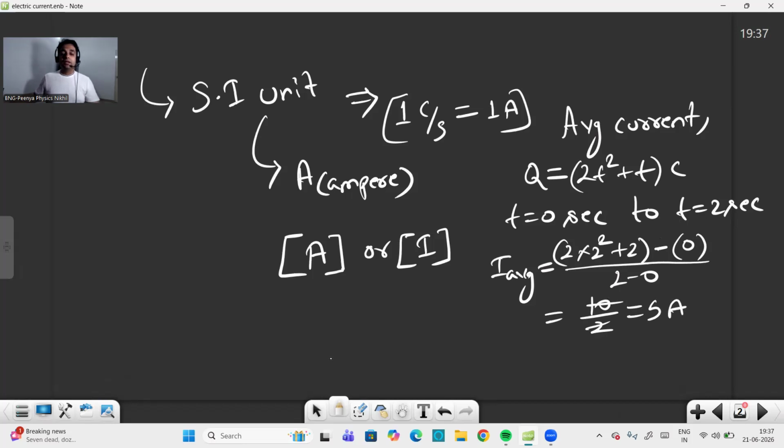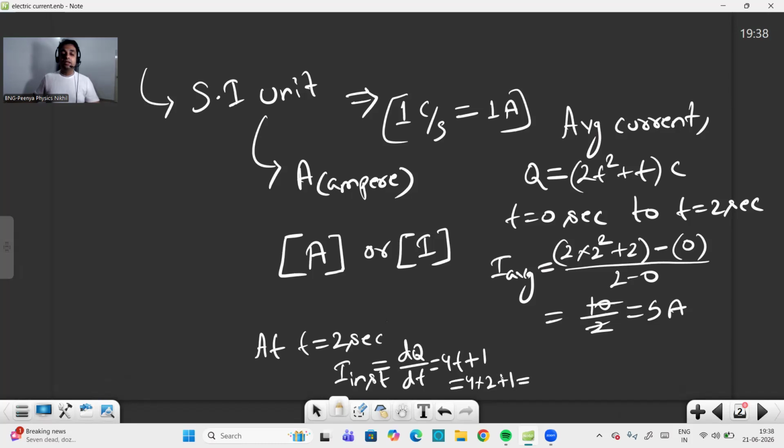At the same time, if it asks what is the current at t equals 2 second, that means it is asking the current at a particular instant only. So that time we find the instantaneous current. How? First we differentiate Q with respect to time, which gives 4t plus 1. At t equals 2 second, putting the value, it is 4 into 2 plus 1, which is 9 ampere.